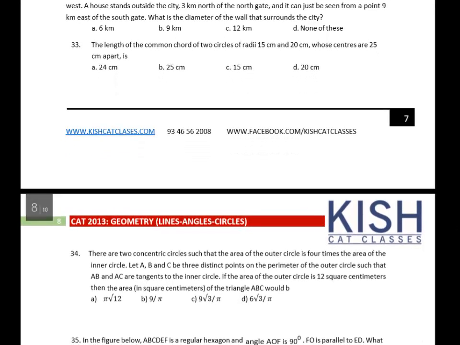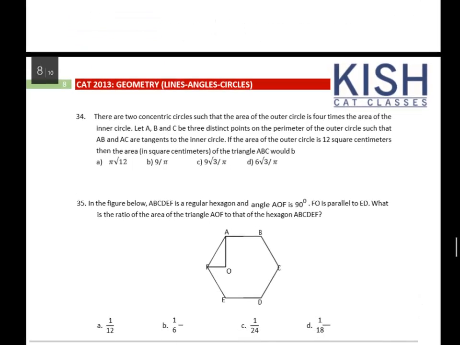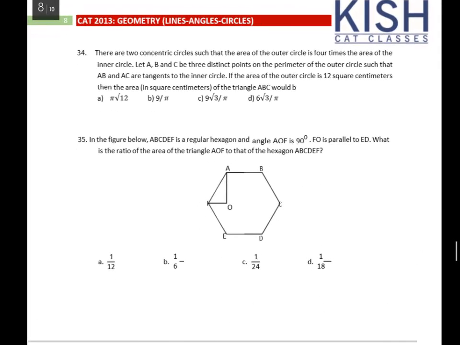33. Lengths of the common chord. I am not going to solve this question. This is a simple one. There are two concentric circles such that the area of the outer circle is 4 times the area of the inner circle. Let ABC be three distinct points on the perimeter of the outer circle such that AB, AC are either larger or tangents to the inner circle. If the area of the outer circle is 12 square centimeters, then the area of the triangle ABC would be.